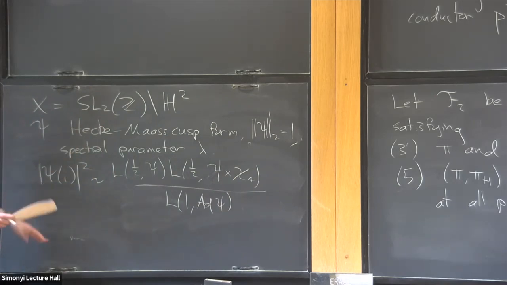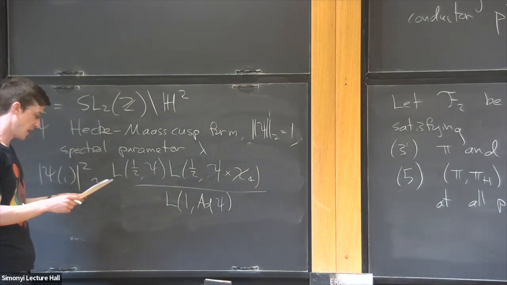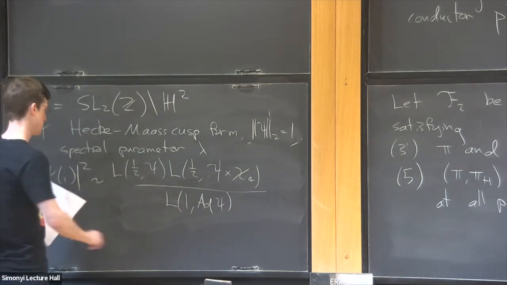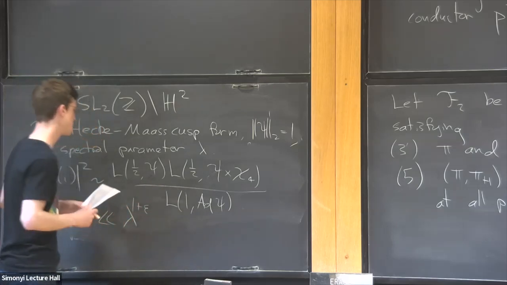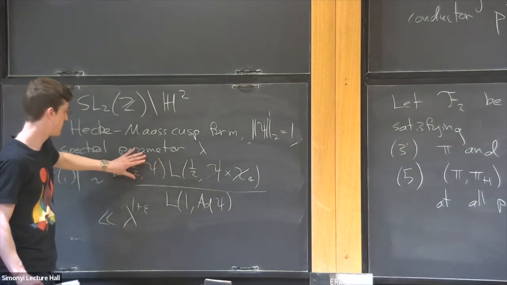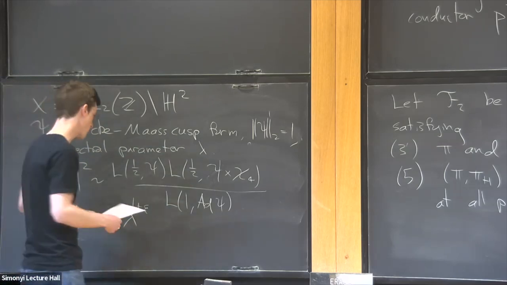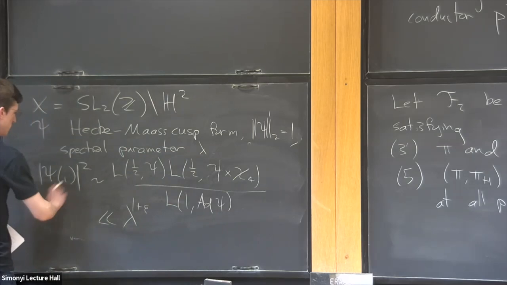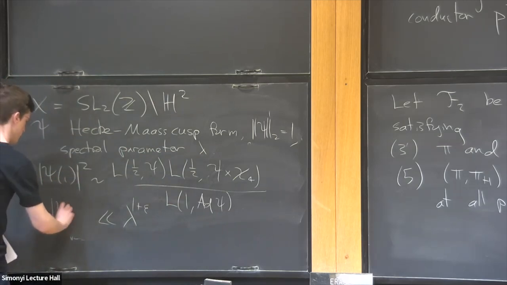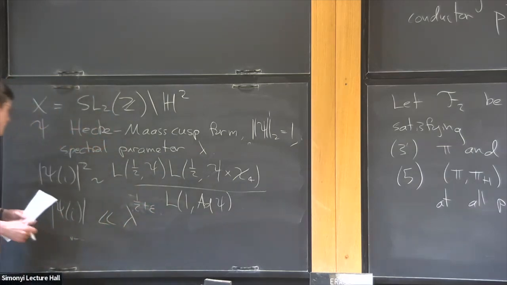Each of these L functions has conductor lambda squared. That means the convexity bound for each of them is lambda to the half. So I get lambda to the 1 plus epsilon in the numerator. And then L of 1, ad psi is lambda to the little o of 1. So the convexity bound gives us this bound for psi of i squared. Or if I just take a square root, I get psi is at most lambda to the half plus epsilon.